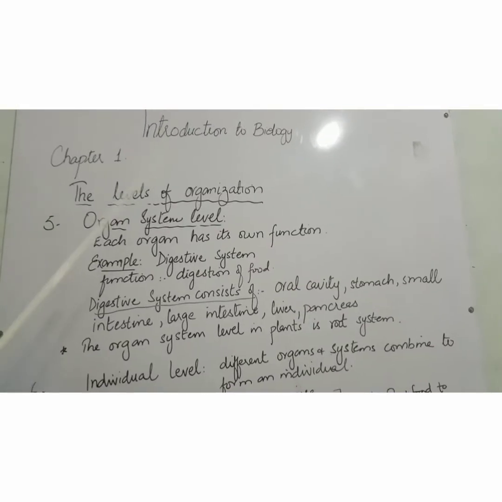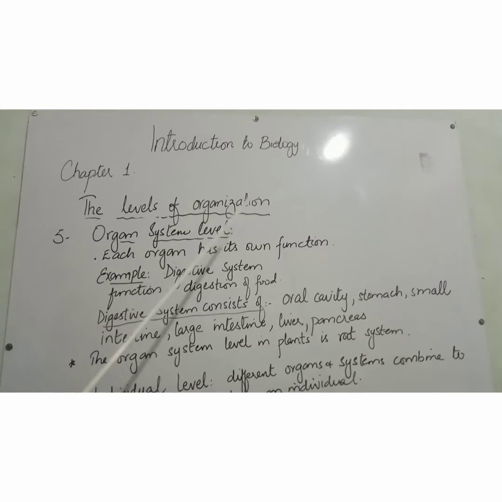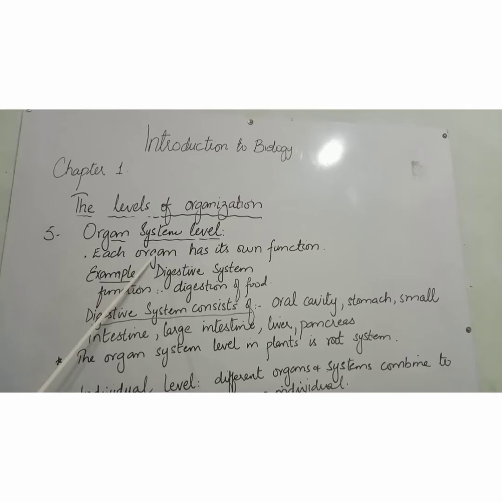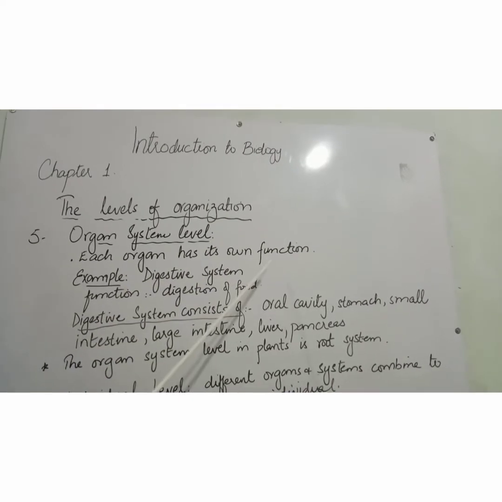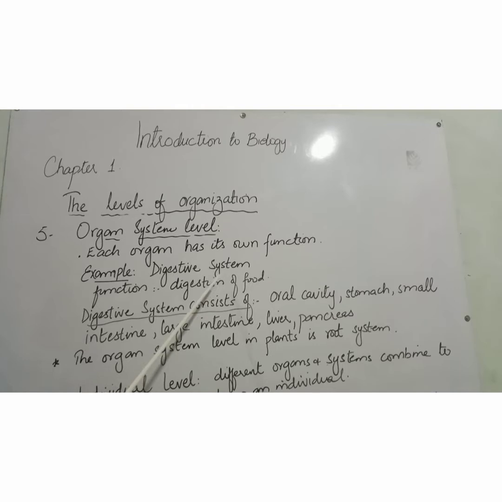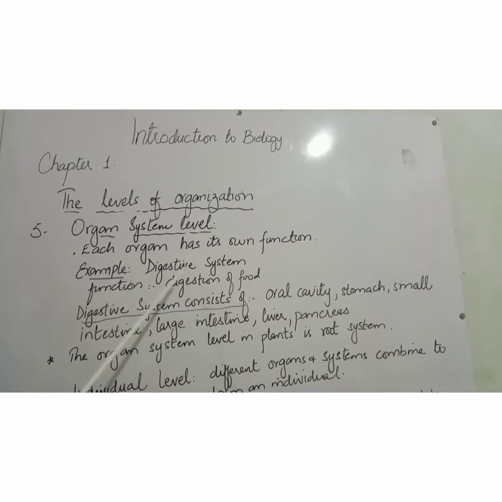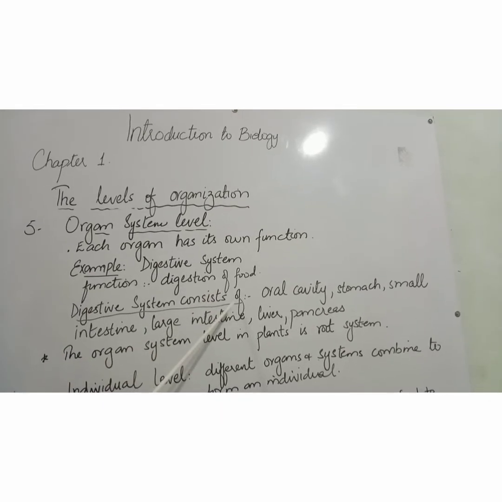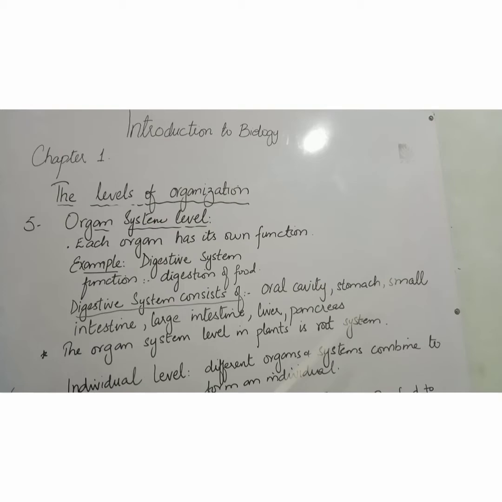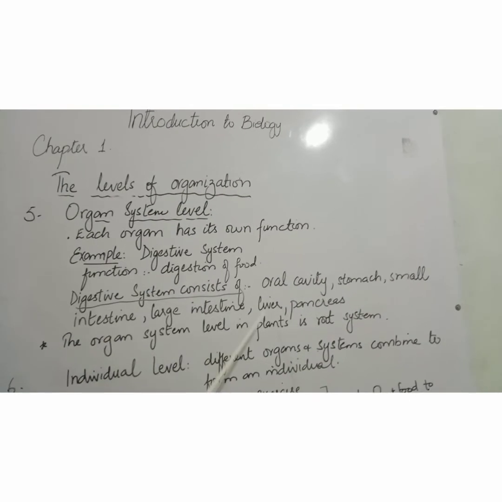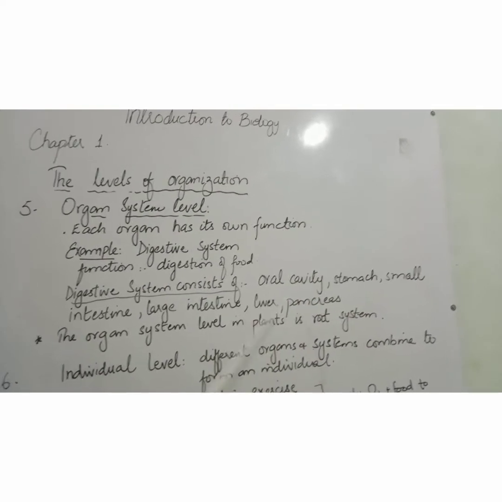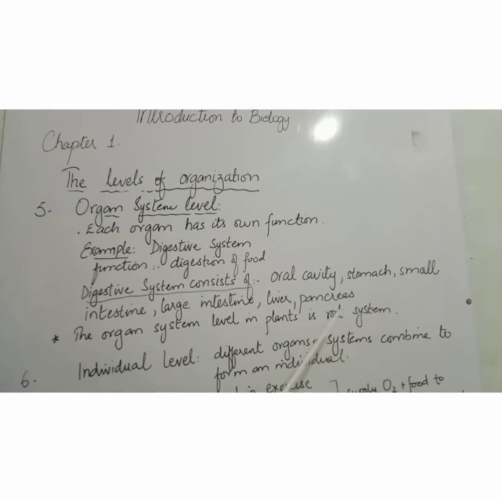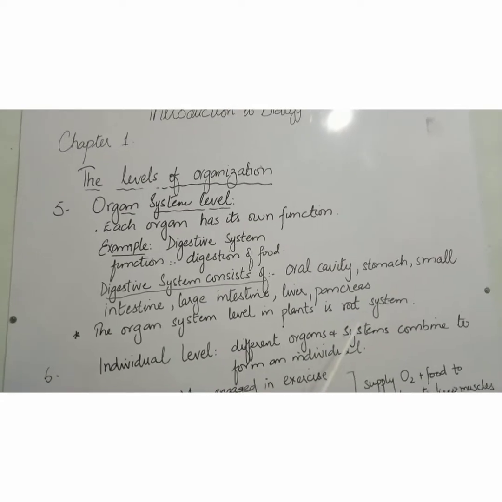Alright students, now the next level of organization in living things is the organ system level. Each organ in living things has its own specific function. For example, the digestive system. The function of the digestive system is the digestion of food. This digestive system consists of the oral cavity, stomach, small intestine, large intestine, liver and pancreas, etc. The organ system level in plants is the root system. So plants have their own system.